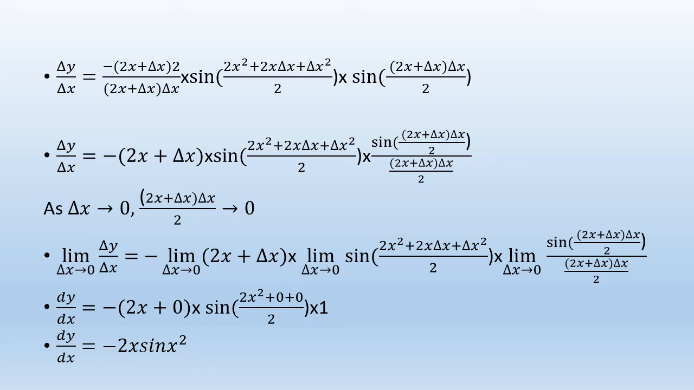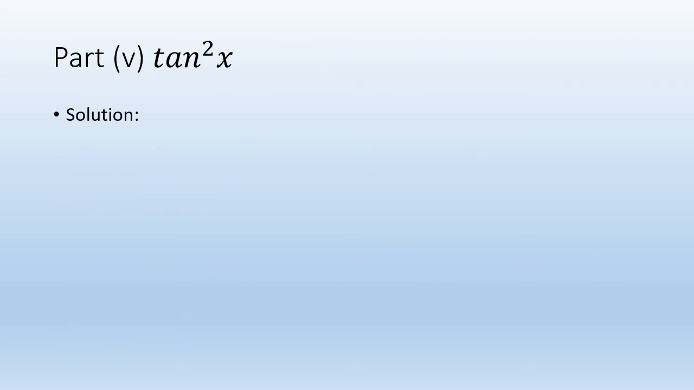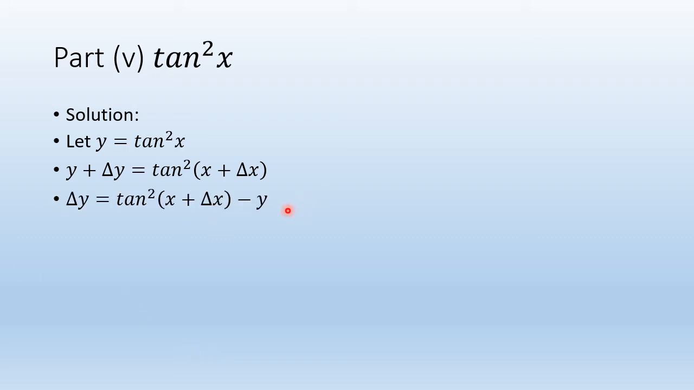Let's get to part 5, which is tan square x. Let's start the solution. Let's take it equal to y. Y equals to tan square x. First step, y plus del y equals to tan square of x plus del x. Then bring y towards right hand side. Then put y equals to tan square x.